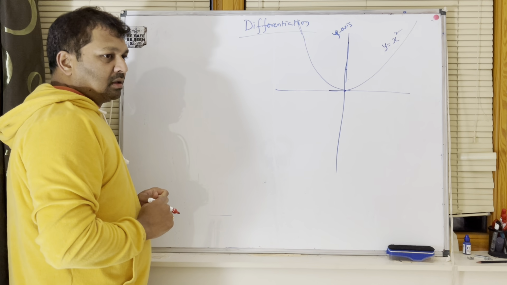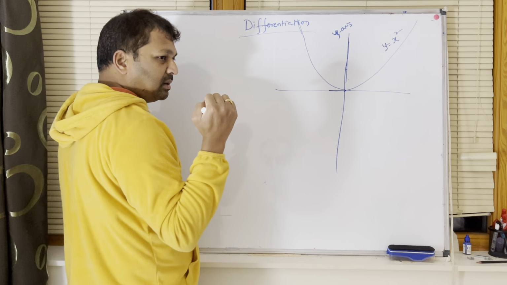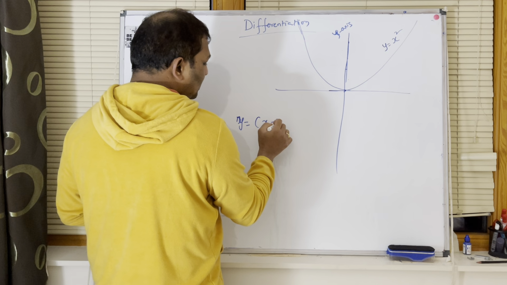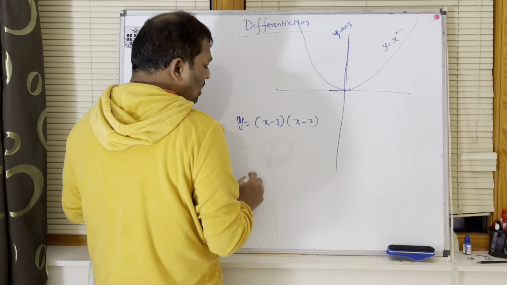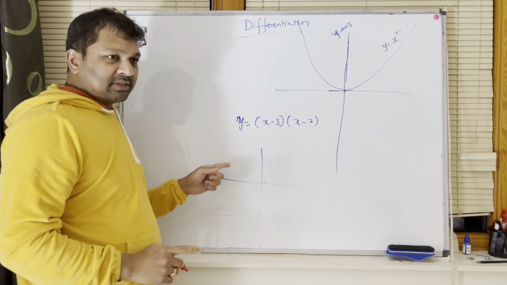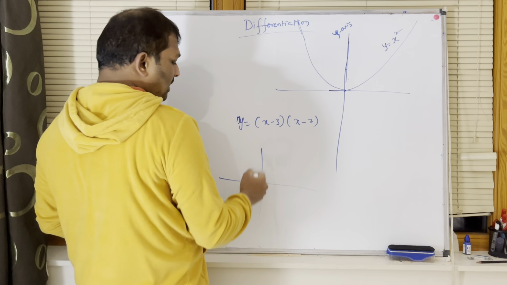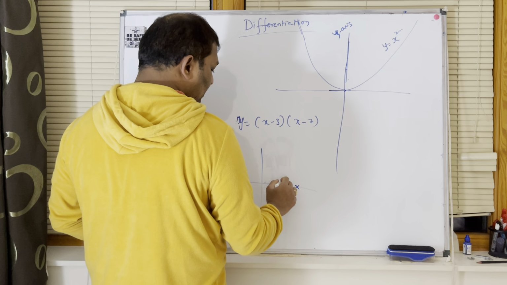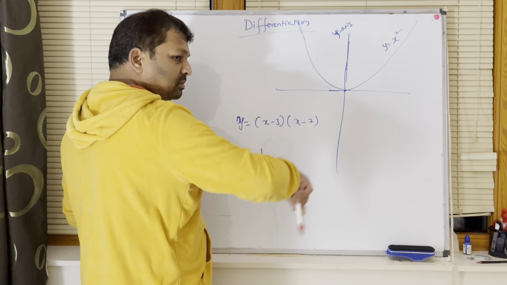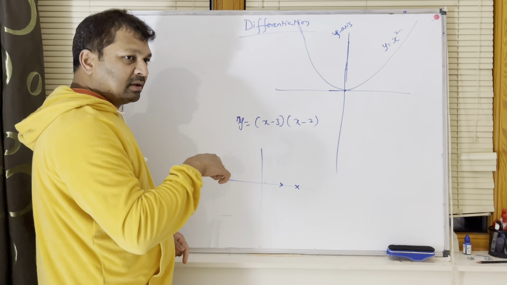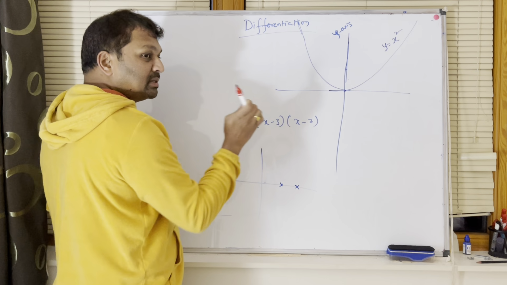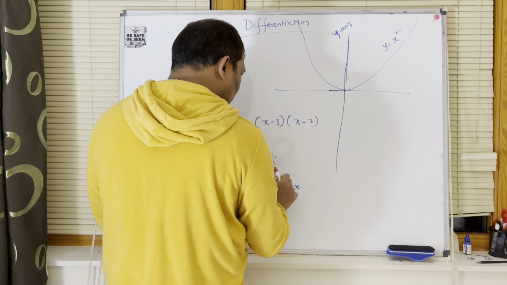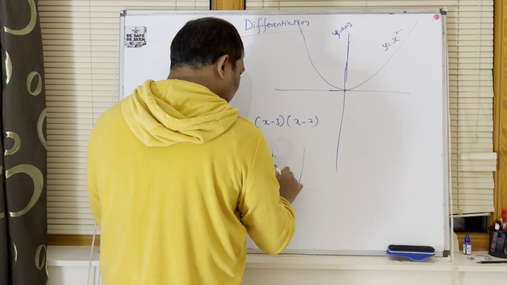Say for example, if there are two roots, something like y = (x - 3)(x - 2). How can you draw a rough sketch for this equation? The roots are 3 and 2. Where is 3? Somewhere here. Where is 2? Somewhere here. Is it facing upward or downward? Upward. Why? Because the coefficient of x squared is a positive number. That's how you can draw a rough sketch here.